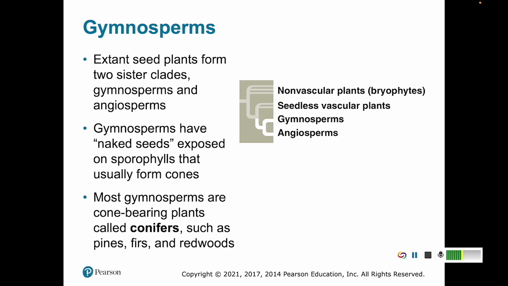You'll notice that's in quotation marks. It means their seeds are exposed on the sporophylls. They're usually going to form cones, so these would be conifers. Most gymnosperms are conifers, although there are some that are not. Conifers would include pines, firs, redwoods, the trees you think of as Christmas trees. These are all going to be gymnosperms.